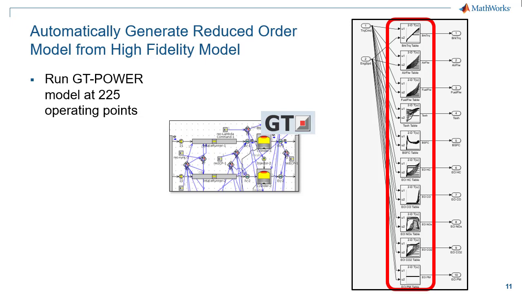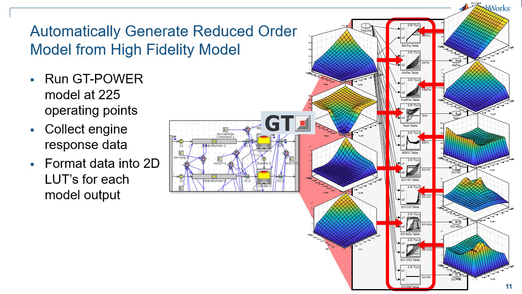All right, and then at each of those operating points, record the steady-state engine responses, and then format that steady-state engine response data at each of the operating points into these 2D response surface maps, or basically lookup tables, which are then plugged into the mapped engine model.